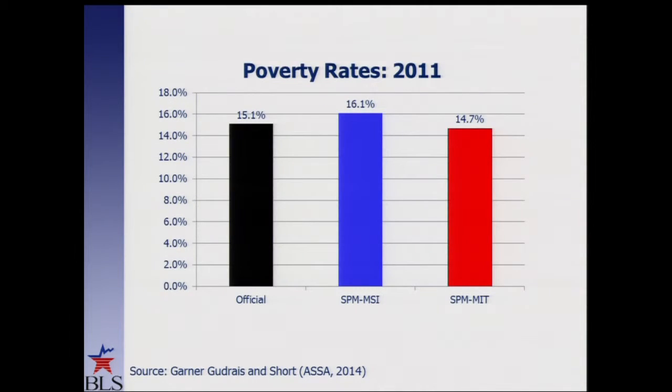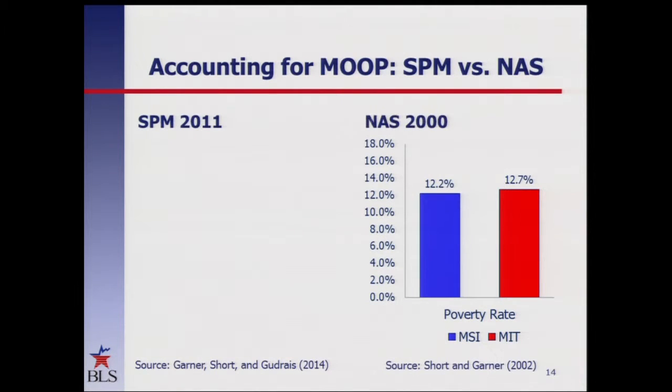Now, what happens with poverty rates? The blue is medical subtracted from income. Poverty rate comes out to be 16.1% versus included in the threshold, 14.7%. Well, we know conceptually that if you subtract it from resources that are added to the threshold, you should get a very similar poverty rate. So what happened? Let's look.